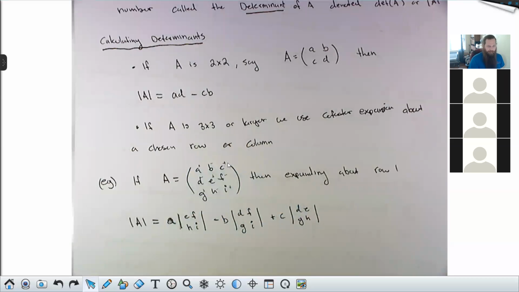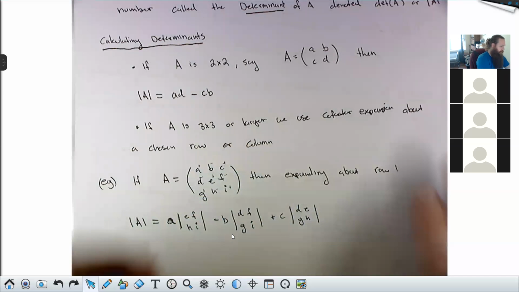In general, a 4 by 4, you would have to calculate four 3 by 3 determinants. Each of those 3 by 3s you'd have to do like this. A 5 by 5, you'd have to calculate five 4 by 4s. Each of those 4 by 4s would require four 3 by 3s. It's messy. All right, so calculating determinants is a pain in the ass. But this is how we do it.